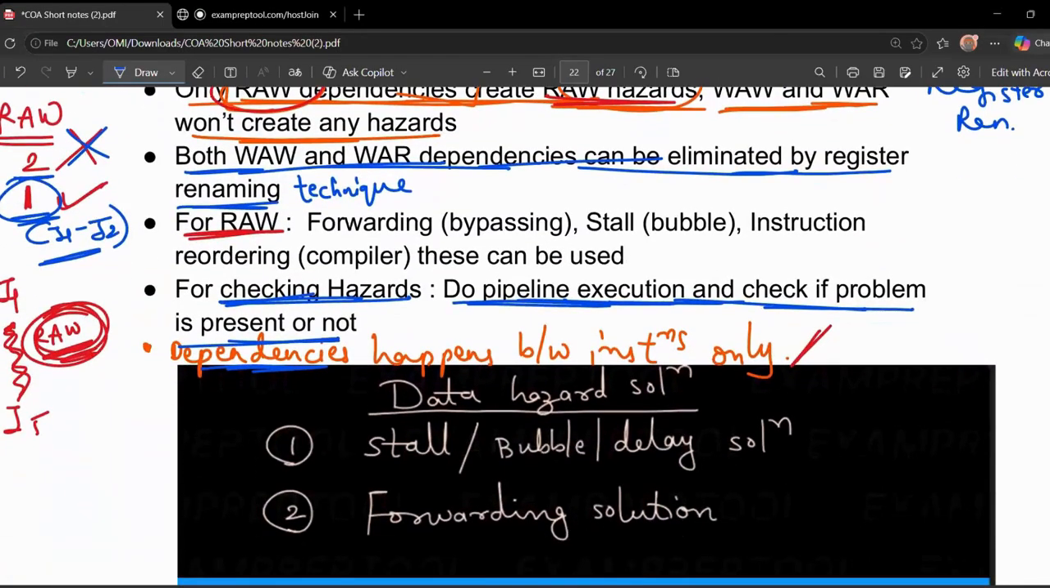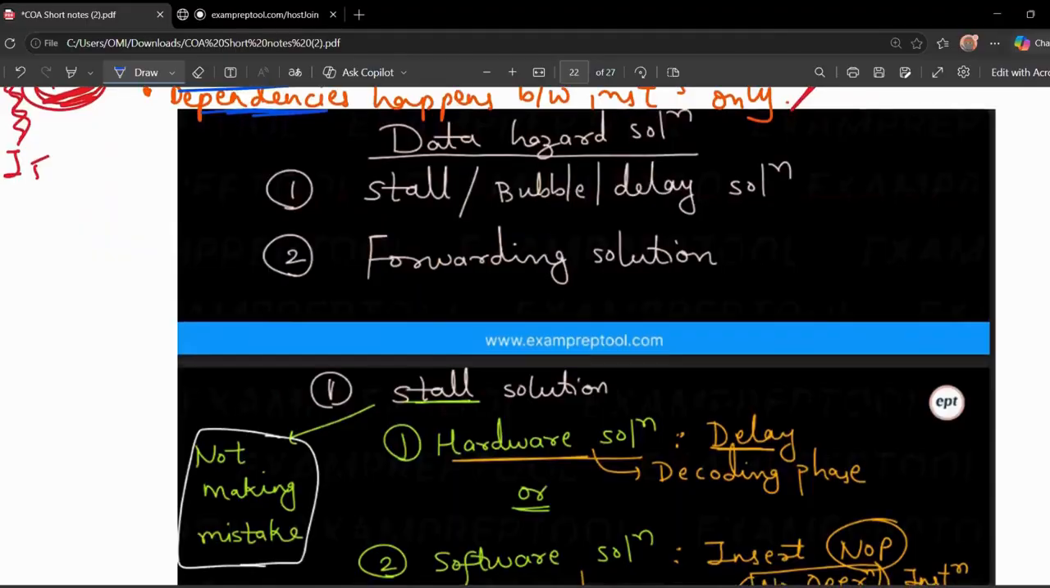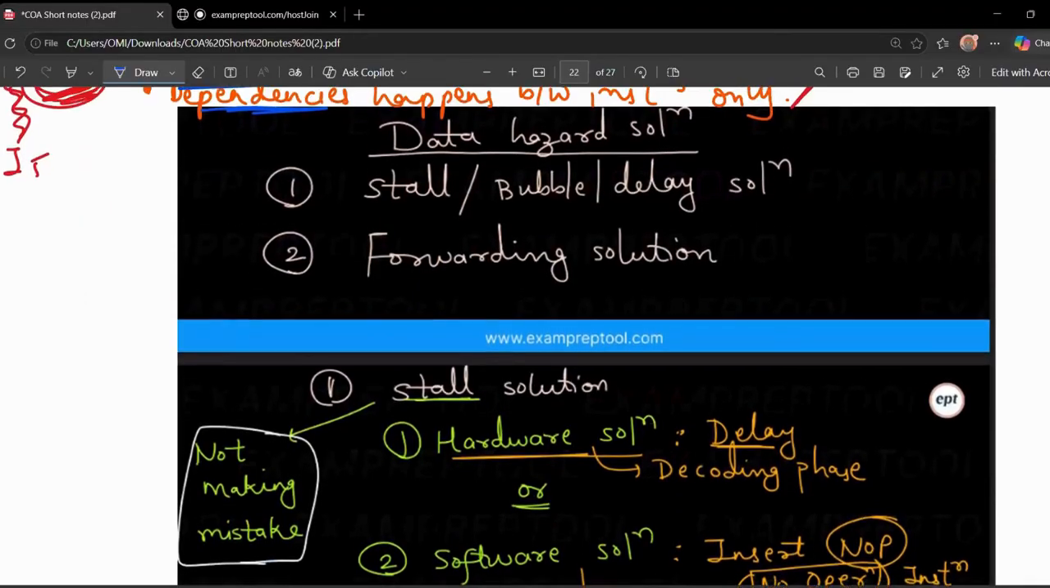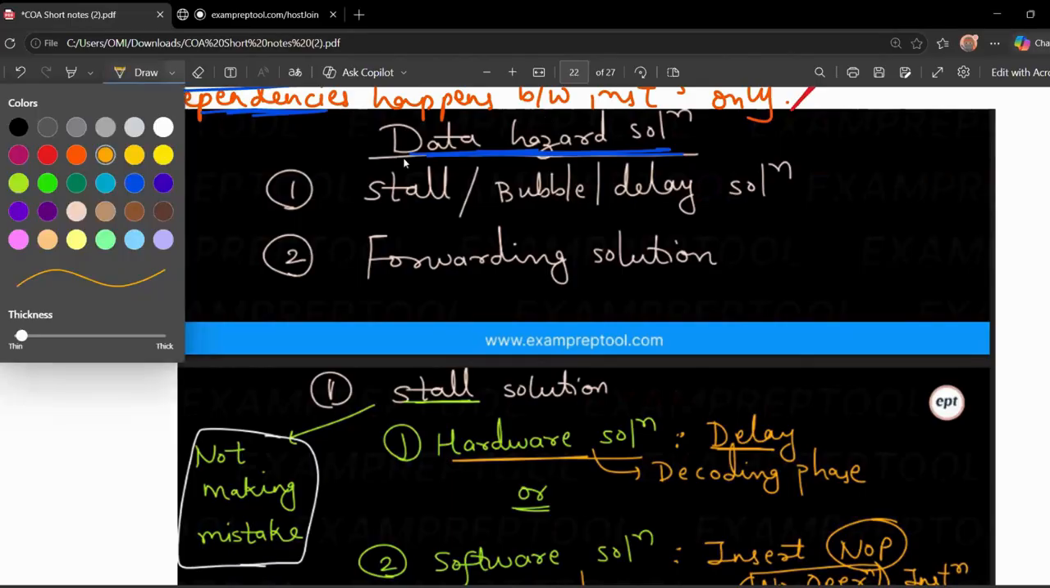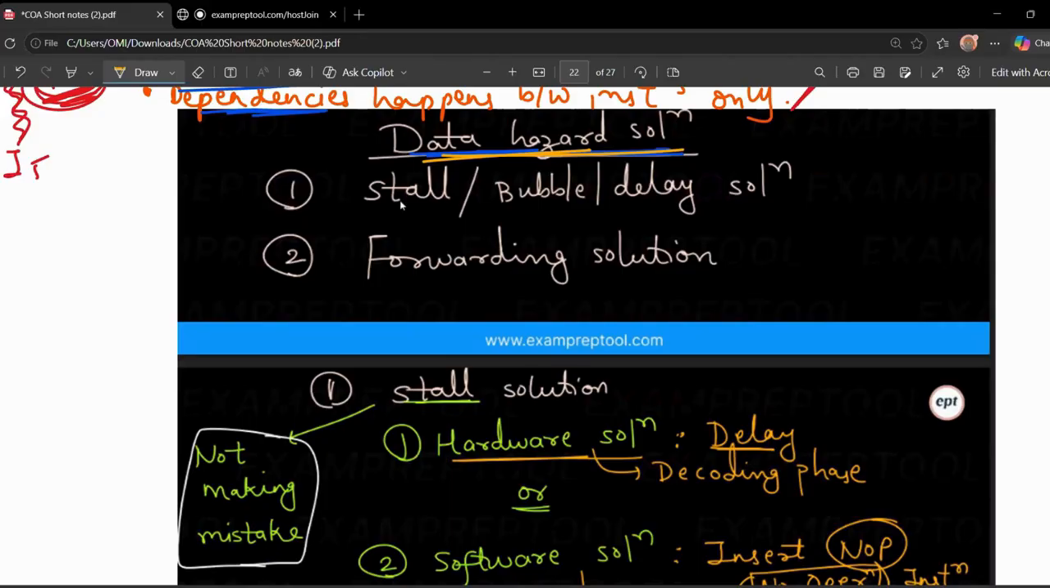Now there are different methods. Here I have written different data hazard solutions. These are the data hazards, like data dependencies, so they create data hazards. There are two solutions. First is the stall, bubble or delay solution. Second is the forwarding solution.